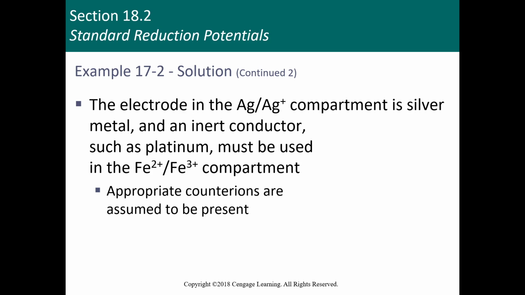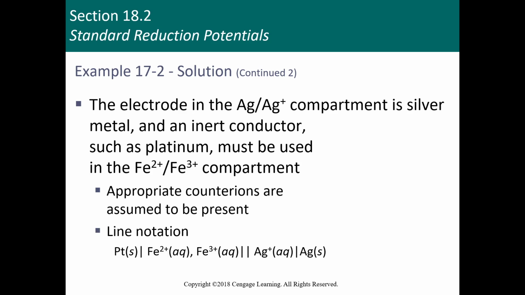Let's see if I missed anything. Alright, so the appropriate counterions are assumed to be present. What appropriate counterions are is something like nitrate. So you would have nitrate that can move back and forth between these and act as the negative ion to cause this to not build up a positive charge on one side or a negative charge on the other.